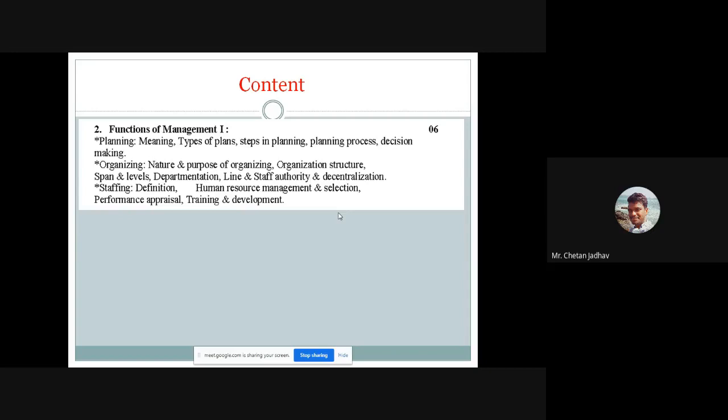We should know there are different types of organizing. So what are those types? Those types and structures, then span levels, and the different types of organization structure, that thing also we have covered in the last lecture. So next we will discuss today departmentation. What is meant by departmentation and what types of departmentation are there.